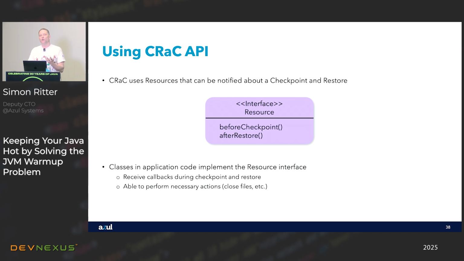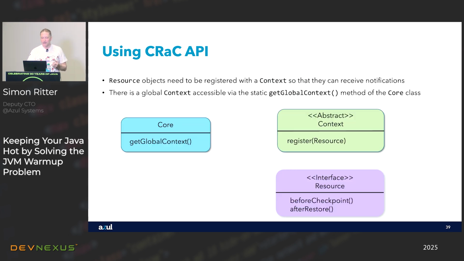With a file, for example, you can do something like saying, okay, when you close the file, do a checksum of the file. When you restore, you can then open the file again, but you can also do a checksum and compare to see if the file has changed. If it's changed, you may need to reread it, reprocess it, whatever, but it gives you that ability. So you have the Resource interface with the two methods you implement.